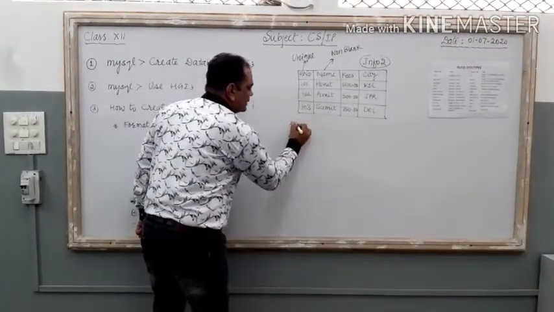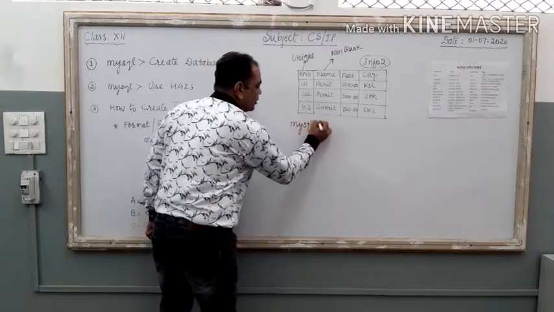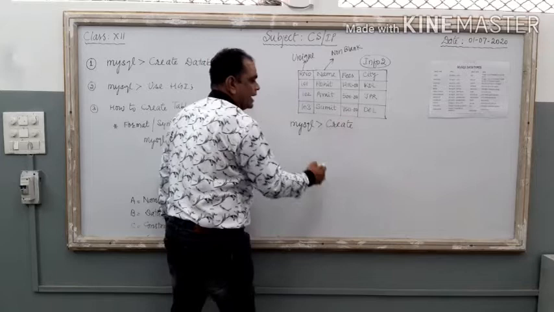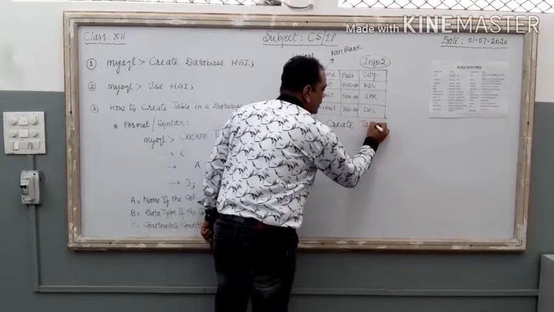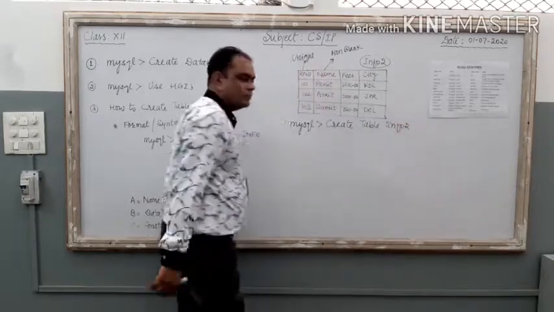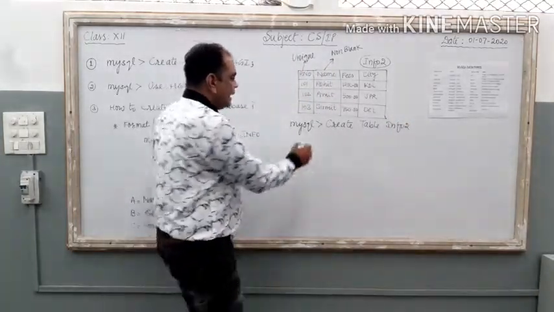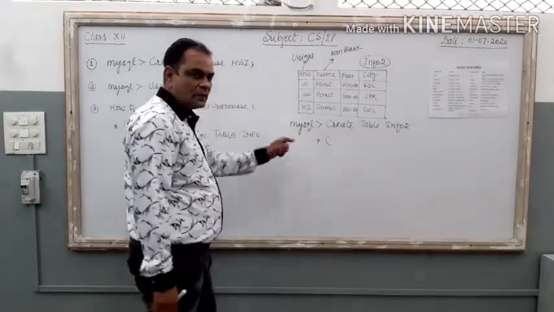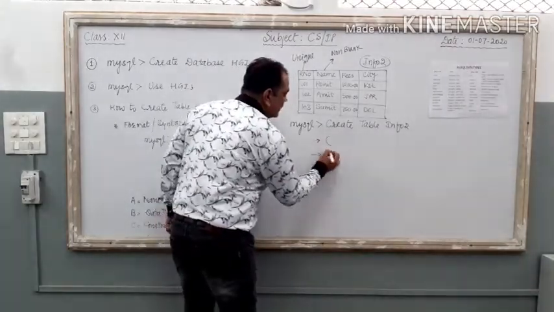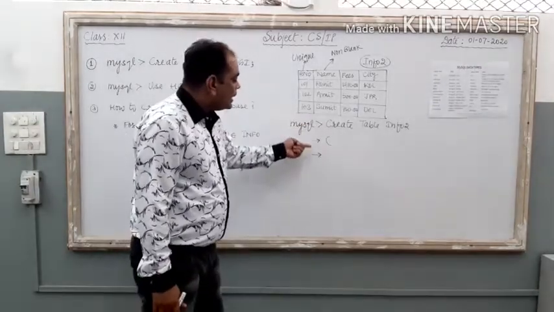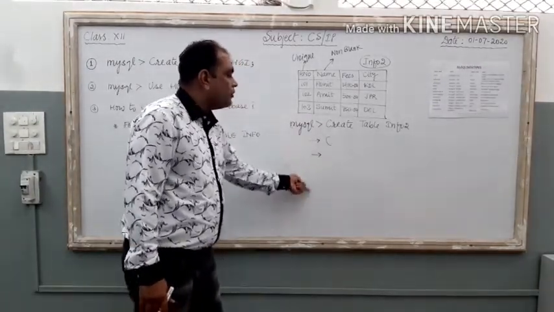The command is the same, MySQL. The prompt is there. In front of this prompt, create, then table, and the name of the table it is info2 now. Clear? Then in the next line, open the small bracket. Done. Then again press enter. When you press enter, the arrow symbol keeps going on continuously.